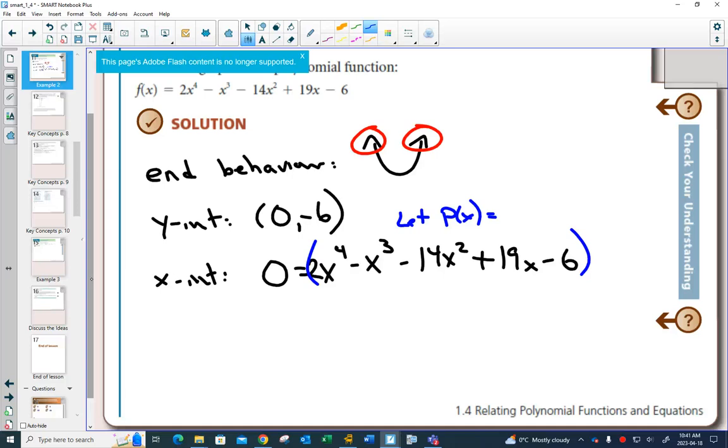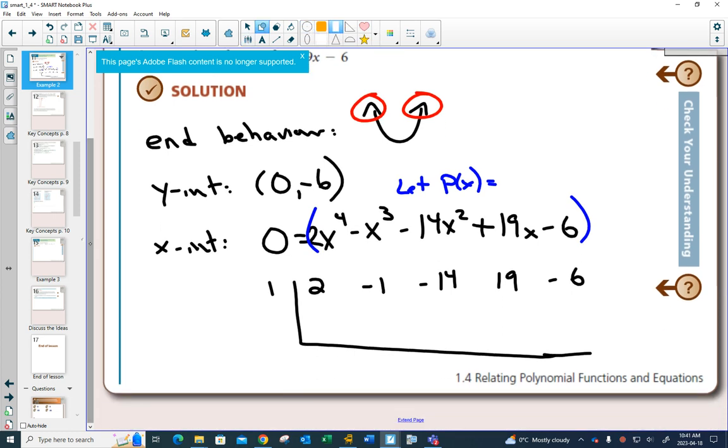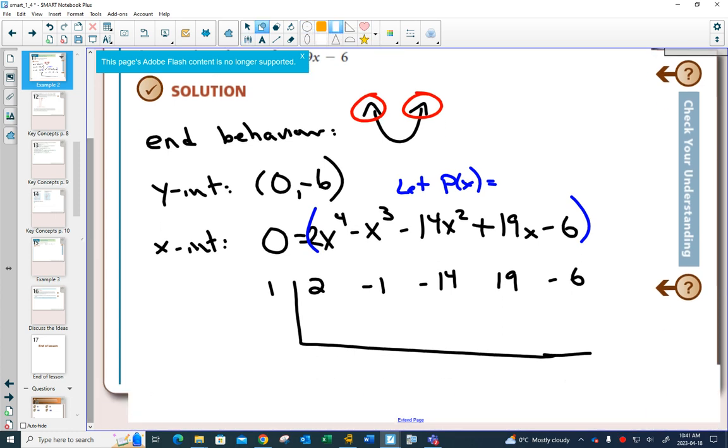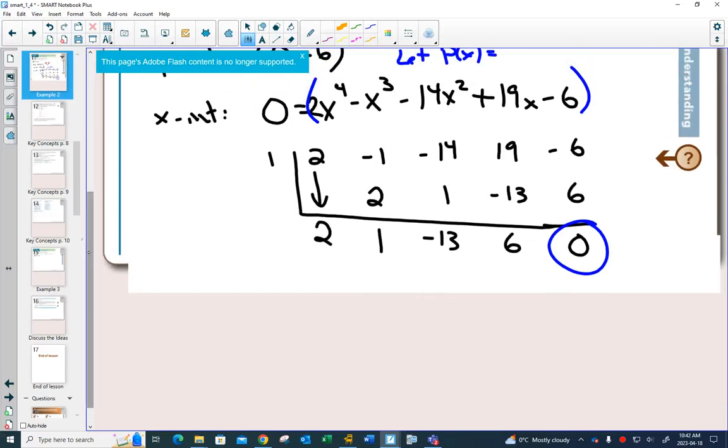You could try one and see if it works. Sometimes you try one and it doesn't work. But in this example, we're just going to happen to guess the right one right away. Say, oh, I'm going to try one. So I bring down the 2, multiply, add, multiply, add, multiply, add, multiply, add, and wonderfully I get a remainder of 0. So what have I done? I have started to factor this.